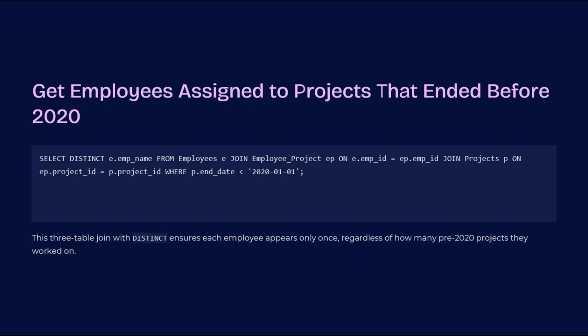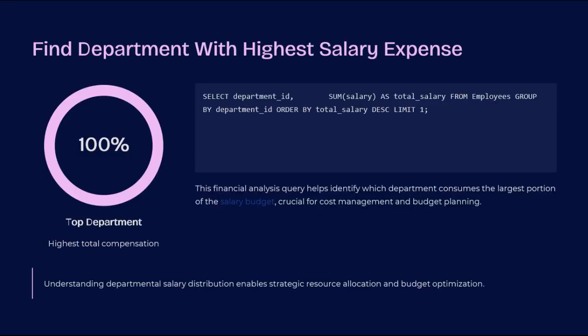Get employees assigned to projects that ended before 2020. So select distinct e.emp_name from employees e join employees_project ep on e.emp_id equals ep.emp_id join projects p on ep.project_id equals p.project_id where p.end_date less than a particular date. This three table join with DISTINCT ensures each employee appears only once, regardless of how many pre-2020 projects they have worked on.